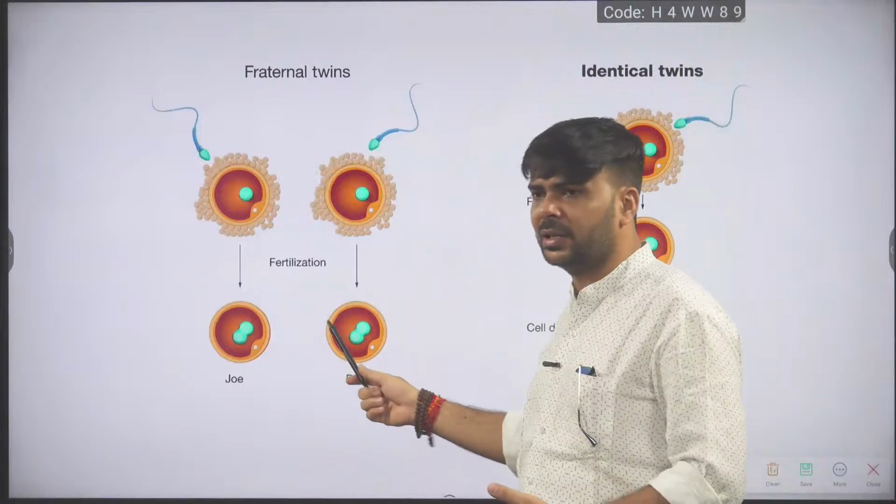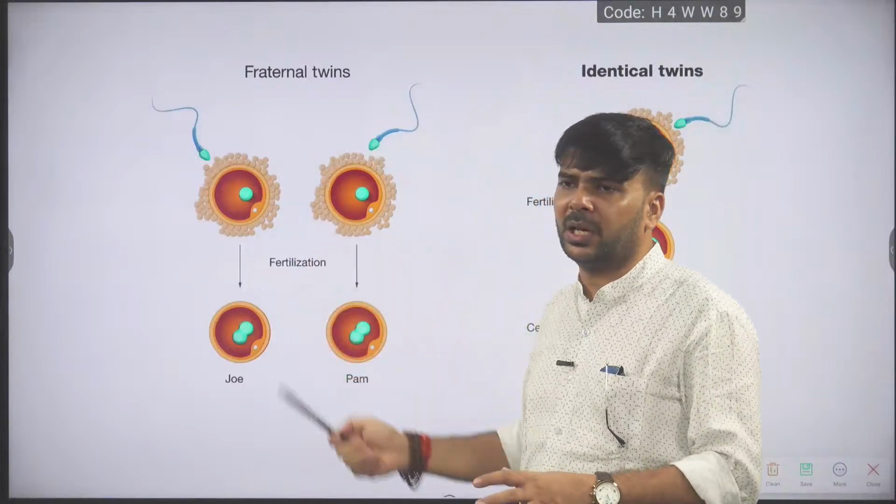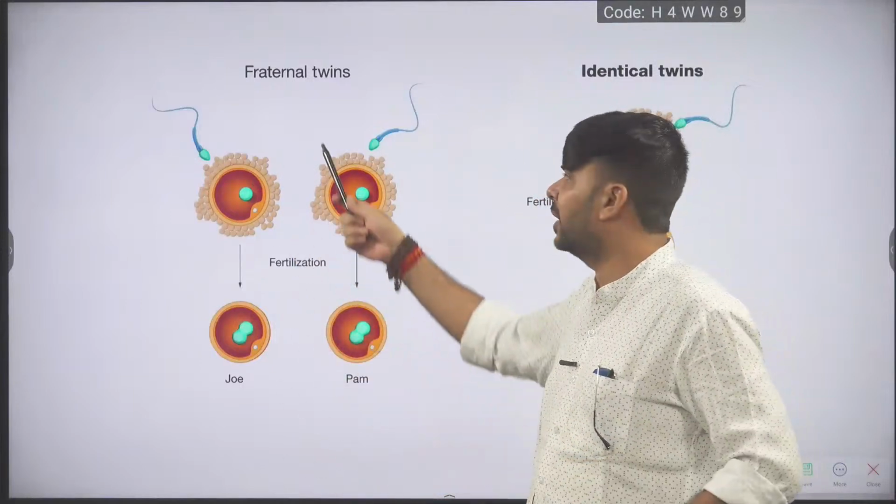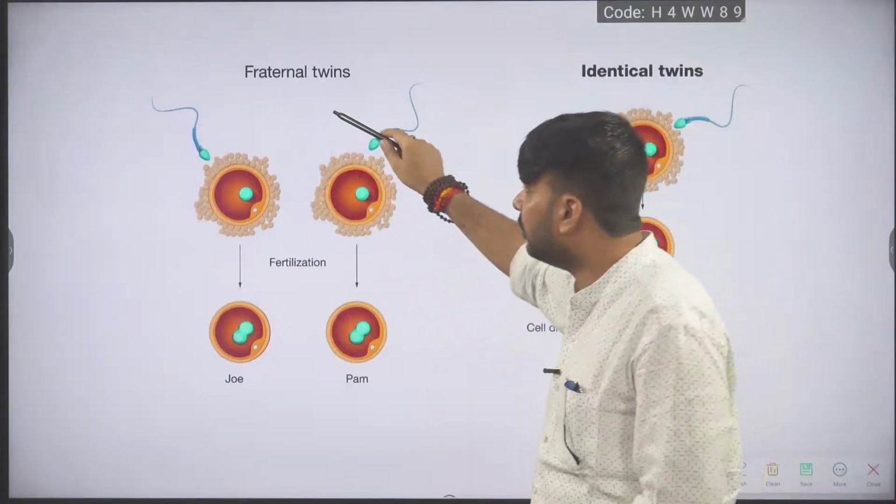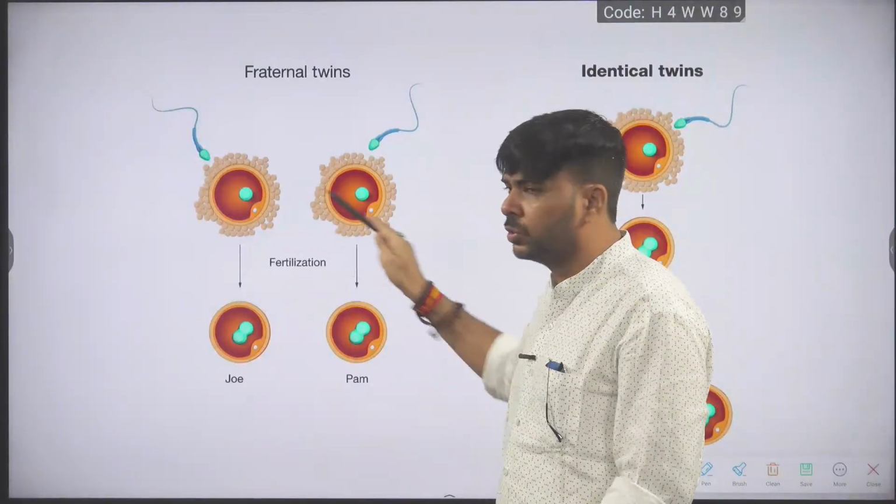Non-identical. Why am I saying non-identical? Because the genetic material will not be exactly the same. It will be called fraternal twins. It is also called fraternal twins. Two different sperm, two different ova.